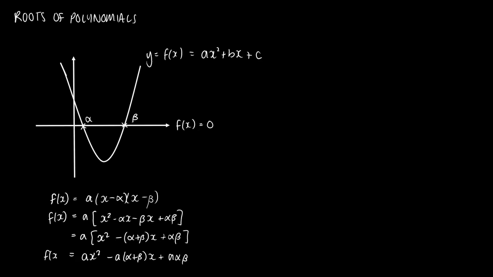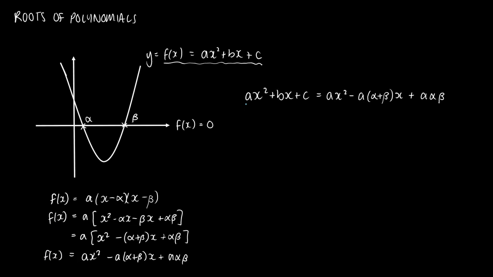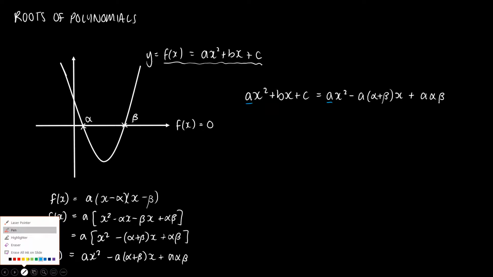Okay, so this is an equation for f of x, but I already had one of those. That was up there. So those two things must be equivalent, i.e. ax squared plus bx plus c can be written equivalently as ax squared minus a lots of (alpha plus beta) x plus a alpha beta. So let's do some comparing, because if that's the case, then this a is equivalent to that a. That makes total sense. That's completely trivial.